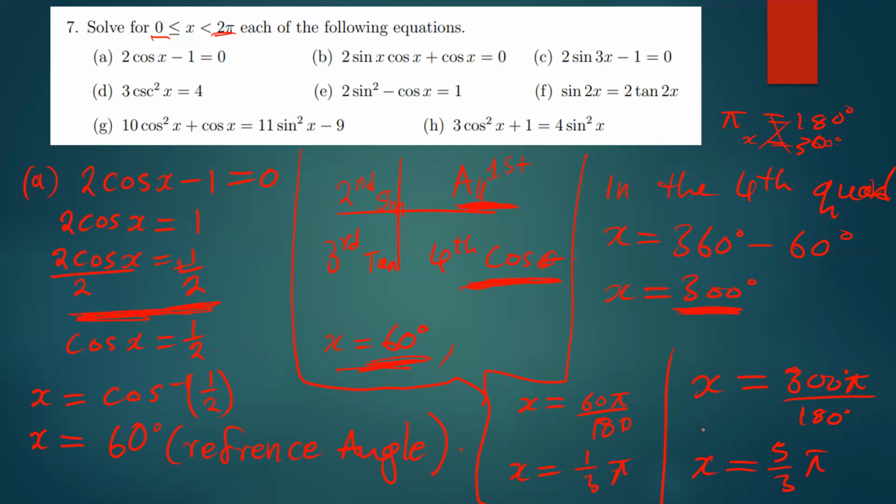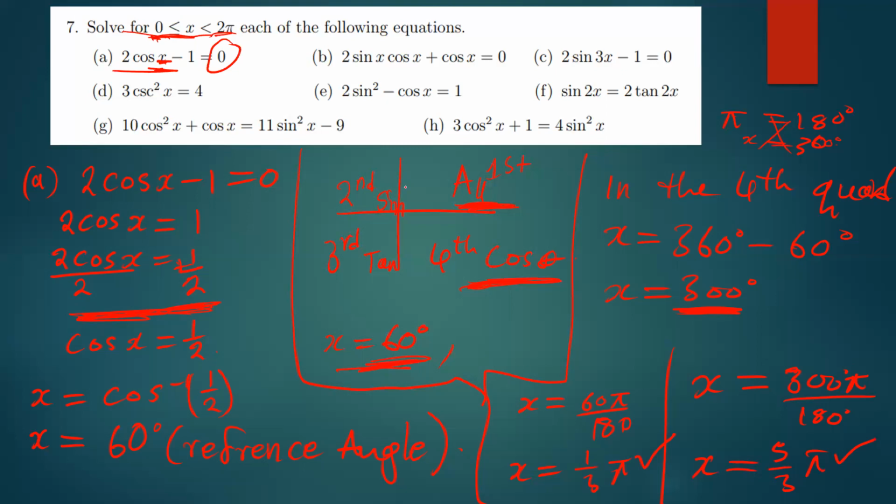So 5/3 pi, is it between 0 and 2 pi? Yes, meaning this is one of the solutions as well. So we have two solutions for this equation. If you want to prove that these are correct, you can put 60 degrees where there's x, and also put 300 degrees where there's x, and see if you get 0 as your answer. That is how you prove if an equation is correct or wrong.